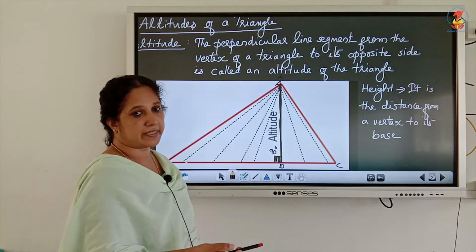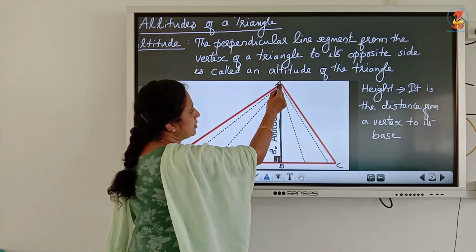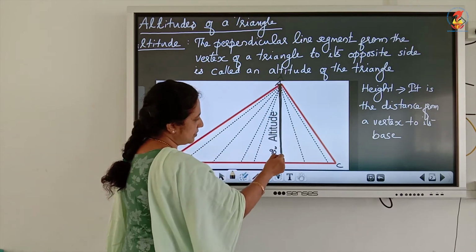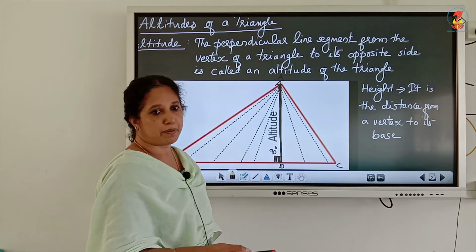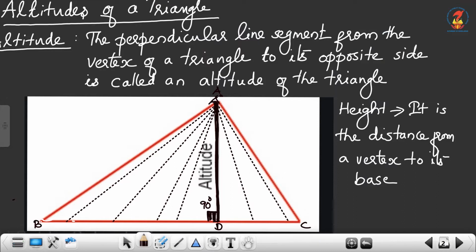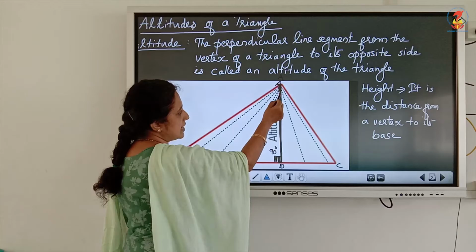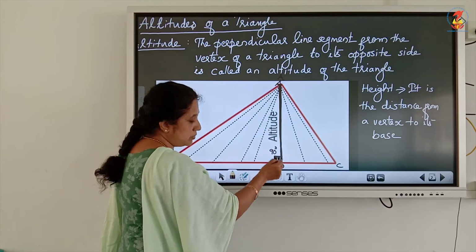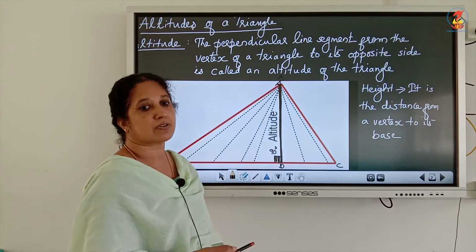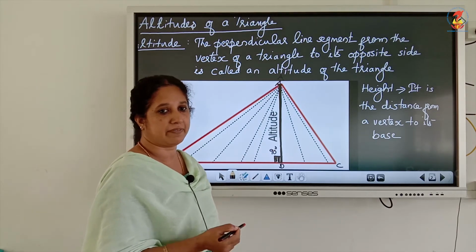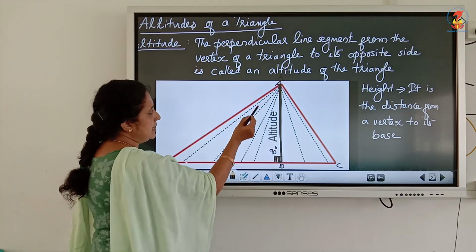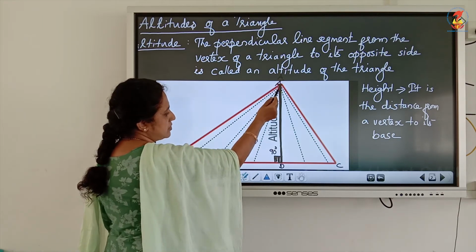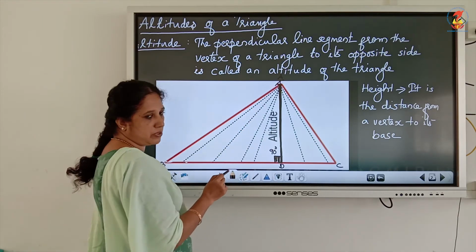So what is meant by the altitude? The perpendicular line segment from a vertex to the opposite side is called the altitude of the given triangle. So here we start from A, so we can see that AD is the altitude.